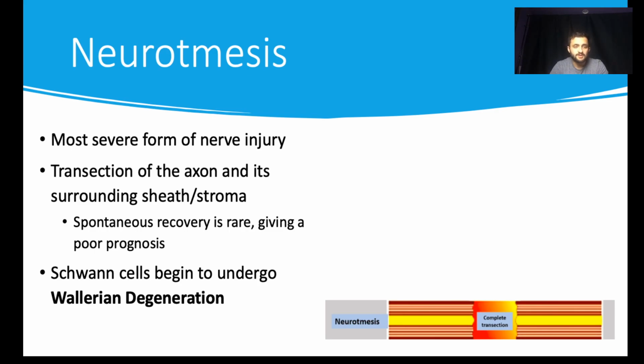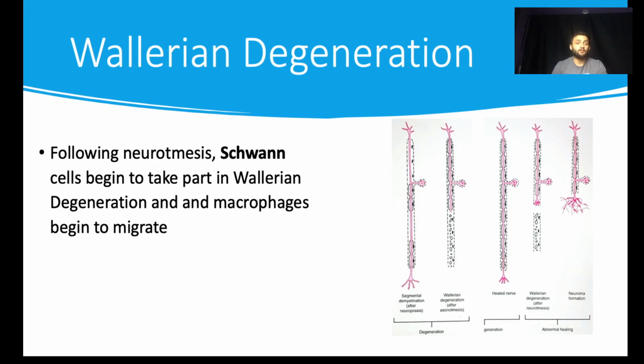The Schwann cells begin to undergo Wallerian degeneration. A little bit about Wallerian degeneration: usually, following neurotmesis, Schwann cells begin to take part in Wallerian degeneration, and macrophages begin to migrate inwards. This usually happens within 78 hours, and all distal axons are usually affected, and the proximal neurons are typically affected just 2 to 3 nodes proximal to the site of damage. And like I said, we start to see macrophages migrating to this zone of injury.